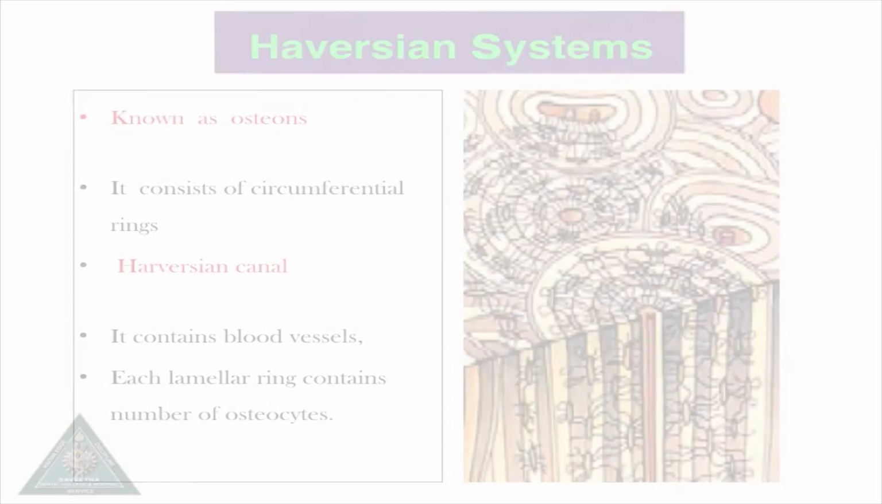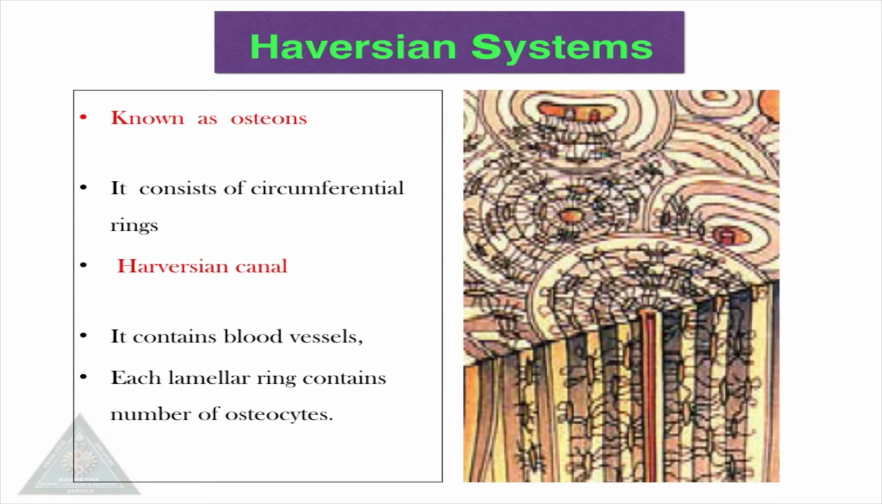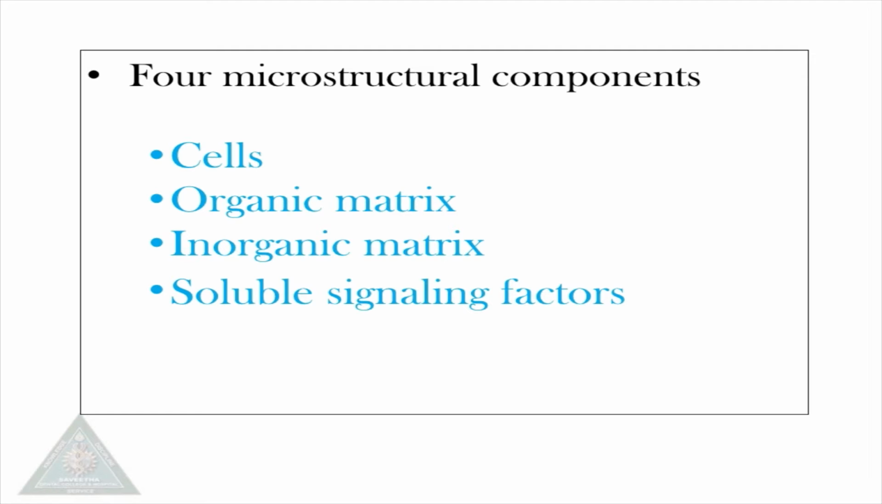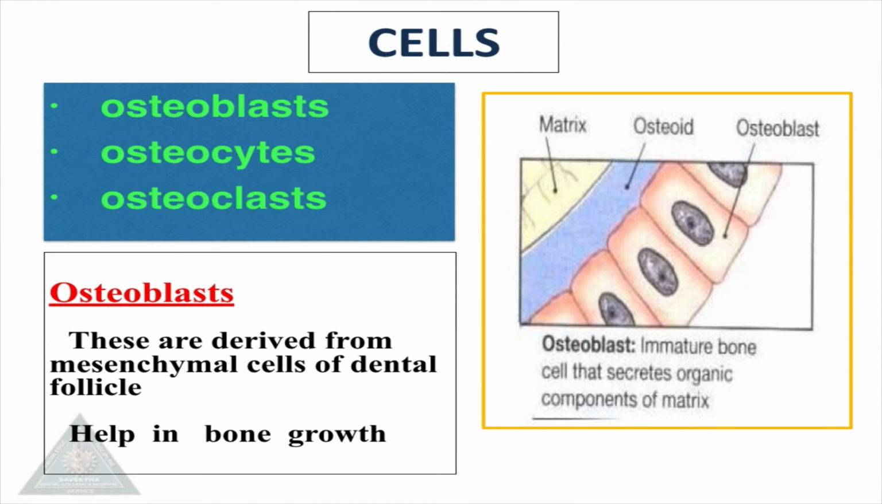The basic unit of the cortical or compact bone is known as osteon. It consists of circumferential rings surrounding a canal called Haversian canal. Each lamellar ring contains a number of osteocytes. Bone may be categorized into four microstructural components, namely cells, organic matrix, inorganic matrix, and soluble signaling factors. The cells of bone include osteoblasts, osteoclasts, osteocytes, and bone surface cells.